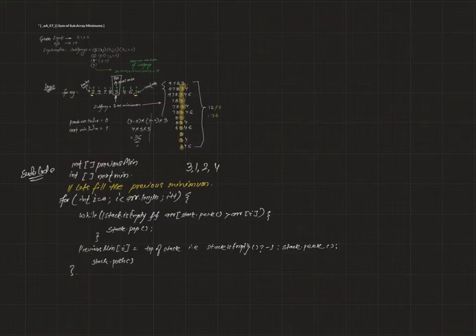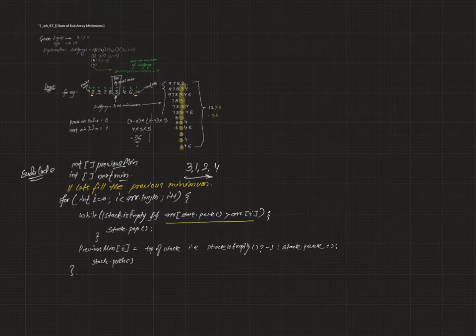So here is the pseudo code. We took two arrays, previous minimum and next minimum. Let's fill the previous minimum. We are going from left to right, and this is a simple for loop, and here is the concept of monotone stack.